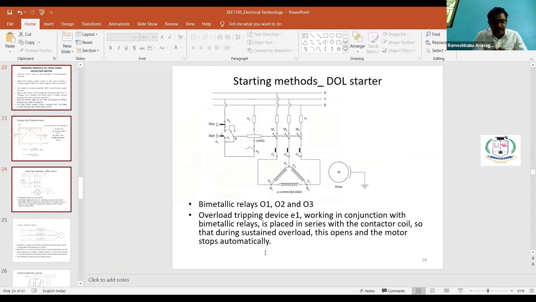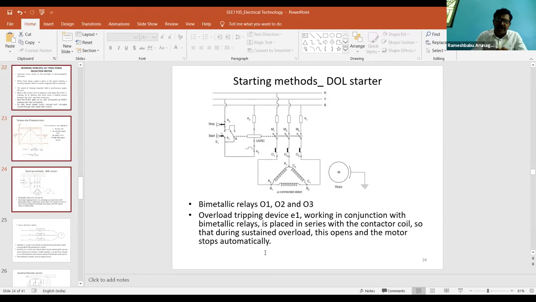For a DC motor, we use an external resistance. The resistance will be connected in series with the armature, so the starting current is reduced. But in an AC motor, that is the induction motor, what we are doing here is applying reduced voltage initially to reduce the starting current. This is the concept behind the starter of the three-phase induction motor.